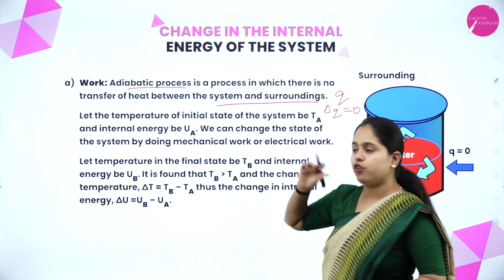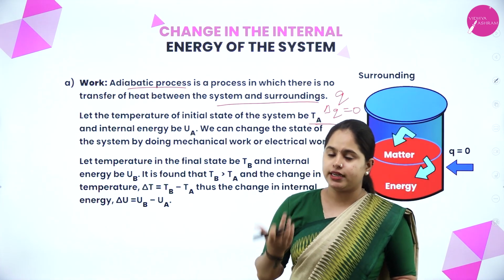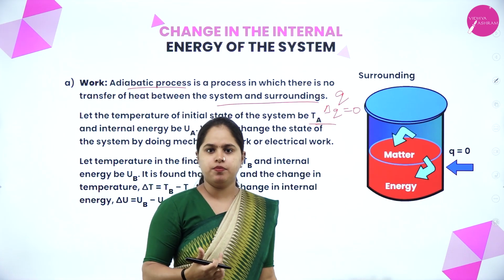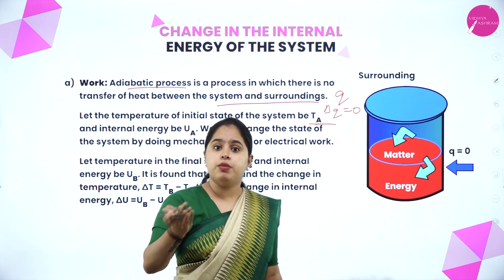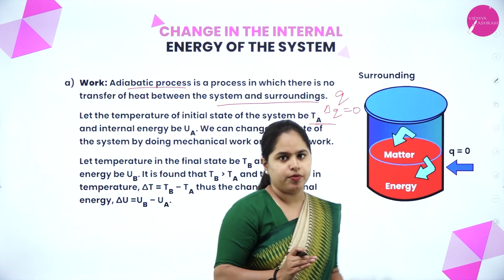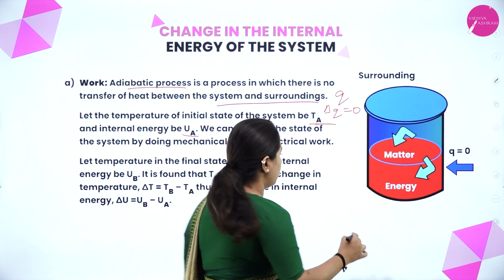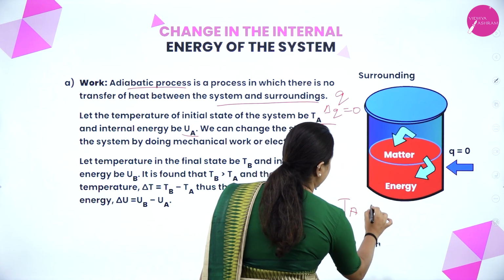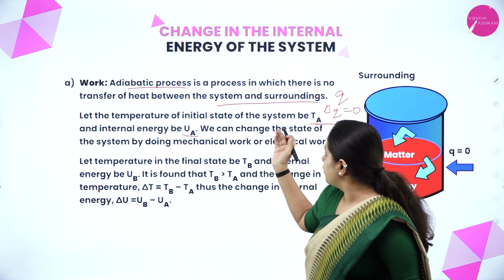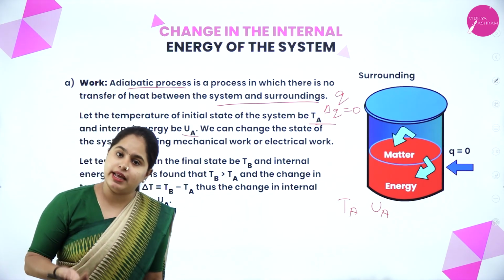The temperature of the system, that is the initial state of the system, let us consider it as TA. So I have taken a system here. This is my system. Initially, before doing any work, the temperature of the system is TA, and the internal energy we are considering as UA. Then we can change the state of the system by doing mechanical or electrical work.